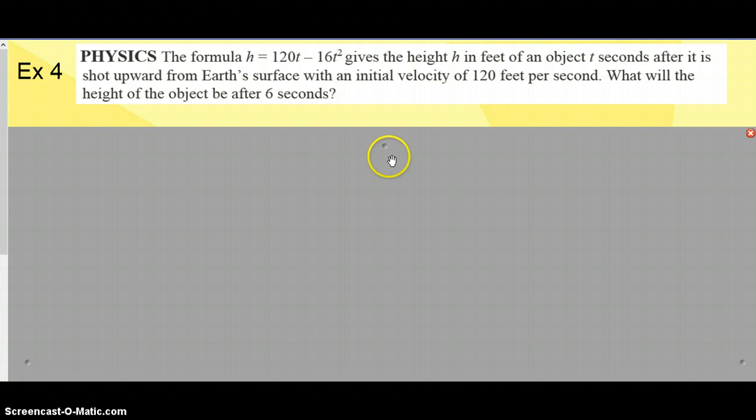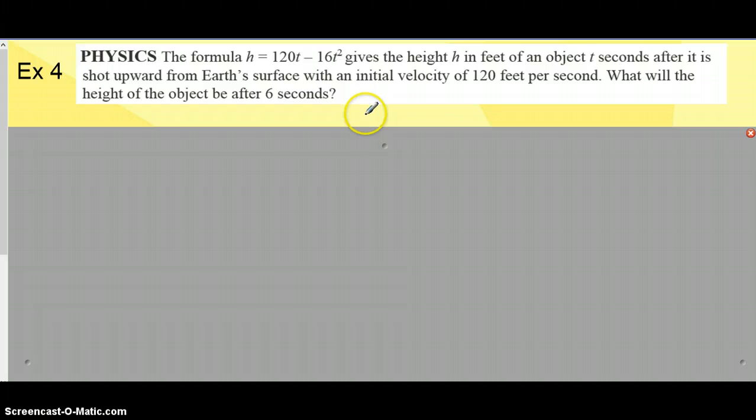Okay, here's an example from physics. It's talking about this formula that gives the height h in feet of an object t seconds after it is shot upward from the Earth's surface, with an initial velocity of 120 feet per second. What will the height of the object be after 6 seconds?